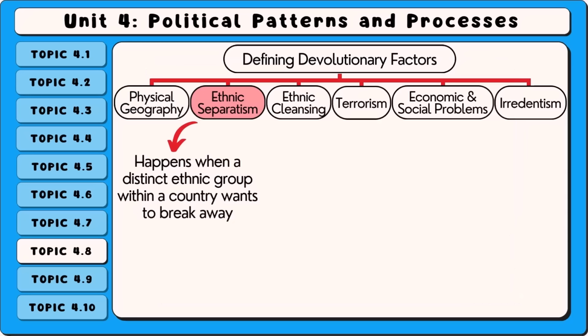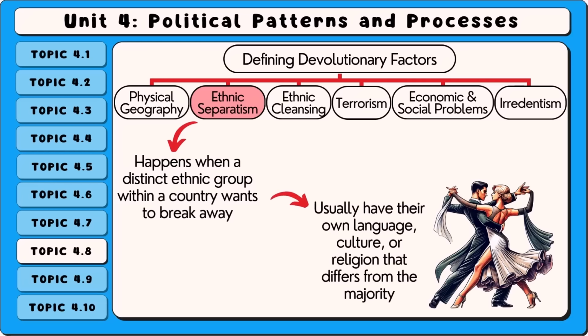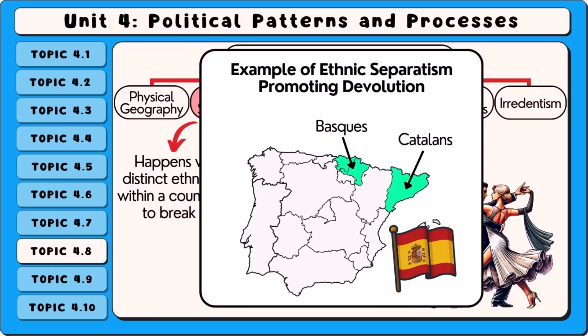Ethnic separatism happens when a distinct ethnic group within a country wants to break away to form its own country or gain more autonomy. These groups usually have their own language, culture, or religion that differs from the majority. In Spain, for example, the Basques and Catalans each have strong identities and have pushed for independence at different times. Catalonia even held a controversial independence vote in 2017.